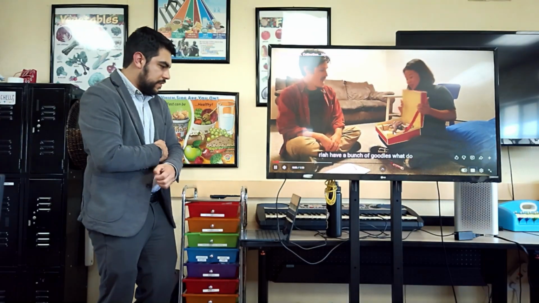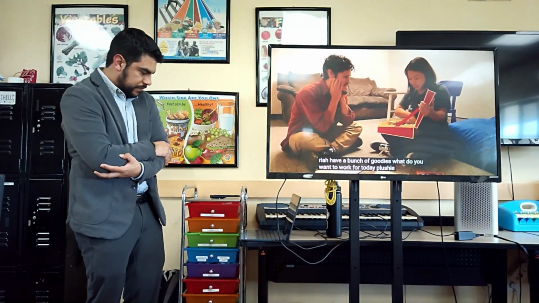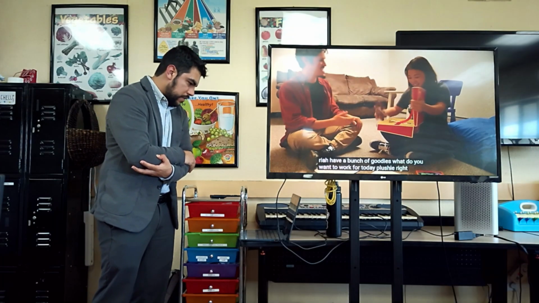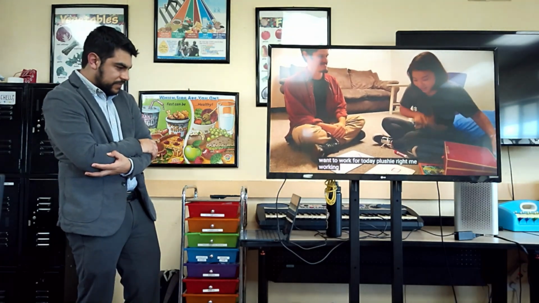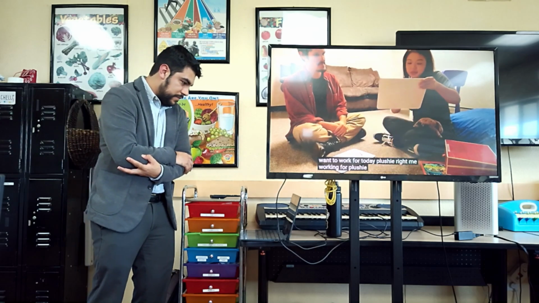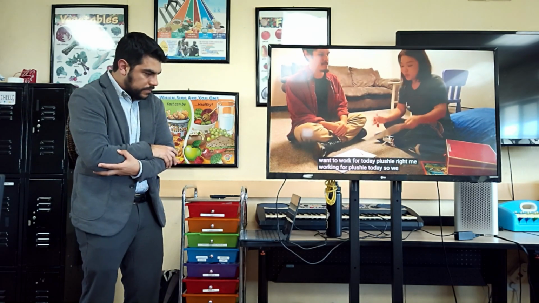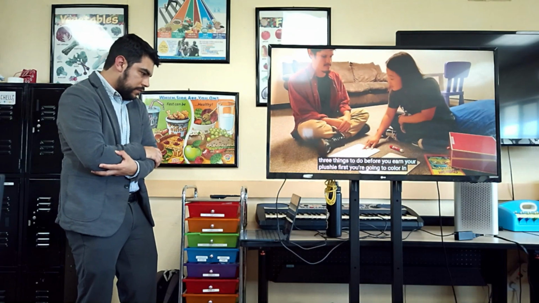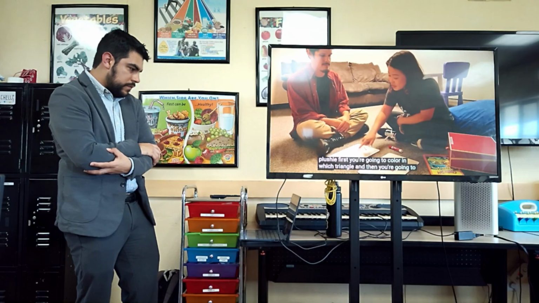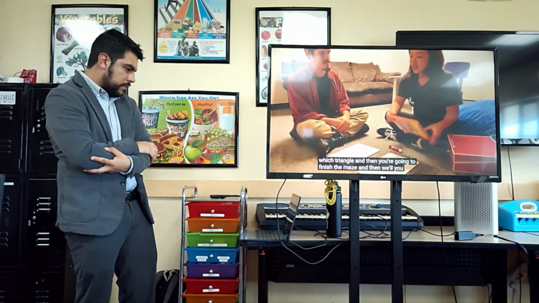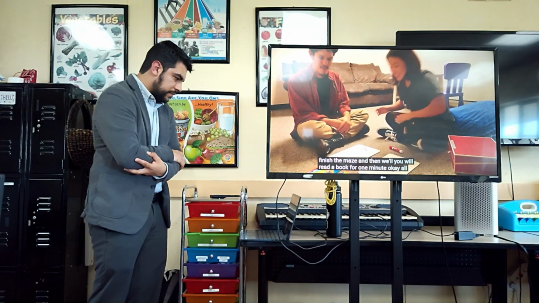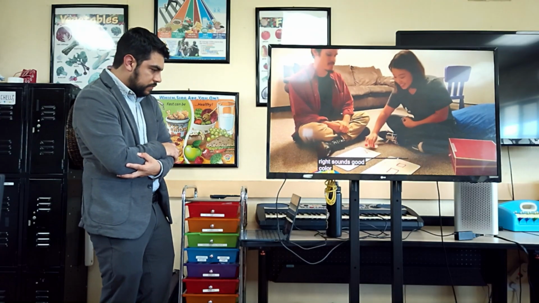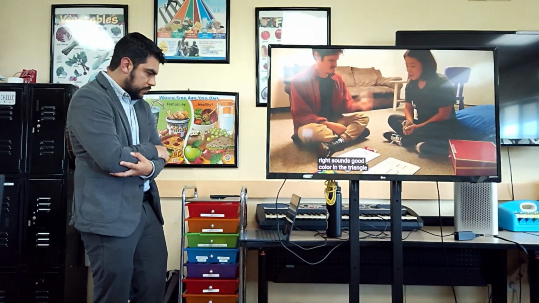Box of goodies. What do you want to work for today? Plushie! You like the plushie? All right. We are working for plushie today. So we have 3 things to do before you earn your plushie. First, you're going to color in the triangle, and then you're going to finish the maze, and then you will read a book for 1 minute. Okay. All right, sounds good. Color in the triangle.